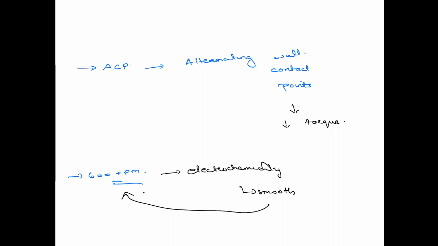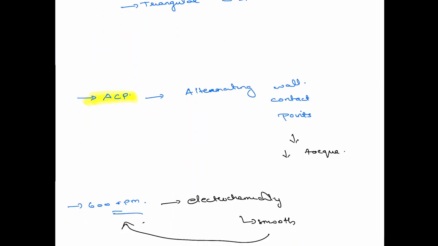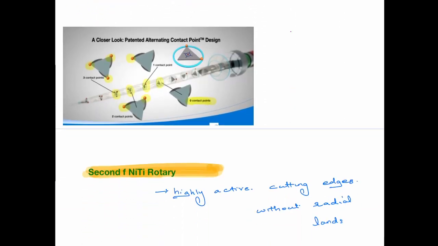So remember the fourth system, EndoSequence, and the most important thing here is ACP, alternating wall contact points. We studied Light Speed, we studied Profile, which is series 29, then we studied the GT, Greater Taper, which is variable pitch, and now EndoSequence, which is alternating wall contact points. See here, there is something called a sequence. What is the sequence? A sequence of contact points, just to connect it. Nothing related, but EndoSequence and ACP are connected, aren't they? So alternating wall contact points. So that's all of the first generation systems.